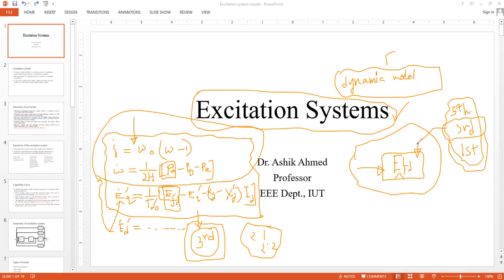But at least when we say it is dynamics, you should get one single dynamic equation for each of these, EFD and PM. Okay. You should use at least first order for EFD and first order for PM, if not more.